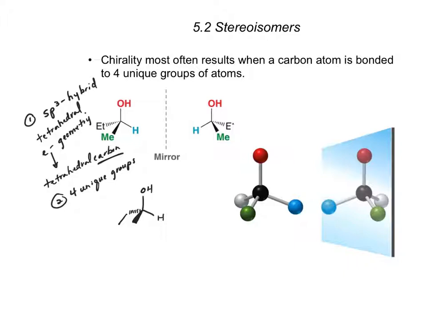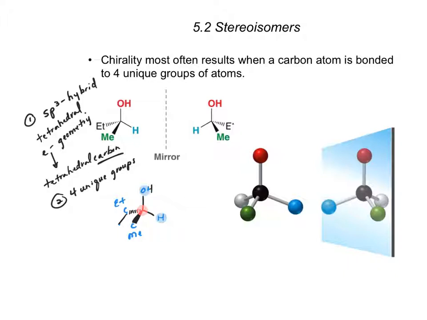Now, when we're looking at our sp3 hybridized center and the groups that are attached around it, we've got an OH group and an H group, those are two different things. You may be tempted to say, well, this guy's attached to a carbon, and this is a carbon, so that's the same exact thing. But it's not. These are two different groups. This guy is a methyl, and this guy is an ethyl group.